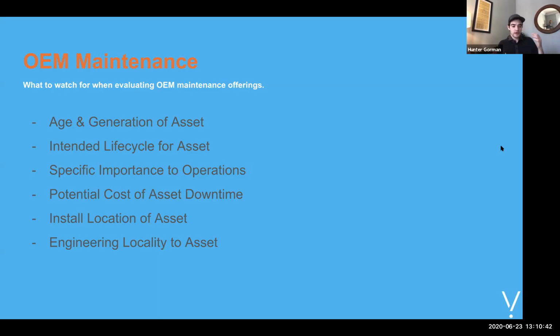So if we use the 3850 example, if you've got that switch in your data center, and it's pretty mission critical, how long do you want to have that there? 5 years, 10 years, less than that? That's something really critical to think through when it comes to OEM maintenance for a number of reasons.